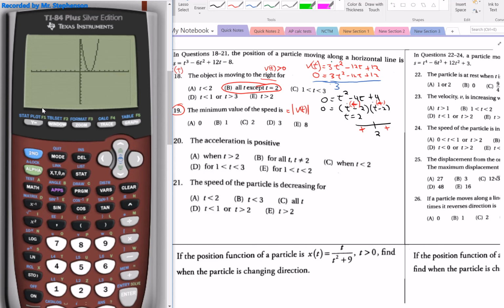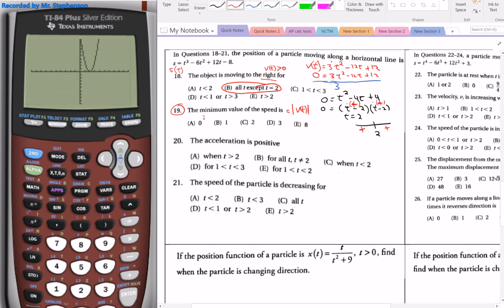We want to know the minimum value of the speed. Speed is always positive. Remember, this graph is the velocity, and the speed is the absolute value of velocity. So all these y values are my speeds: a speed of 6, 5, 4, 3, 2, 1, 0. Where's the minimum speed? What's the smallest velocity I see on here? The answer is that it's at time equals 2, and the speed is 0. The minimum speed I see is 0 when it's stopped.